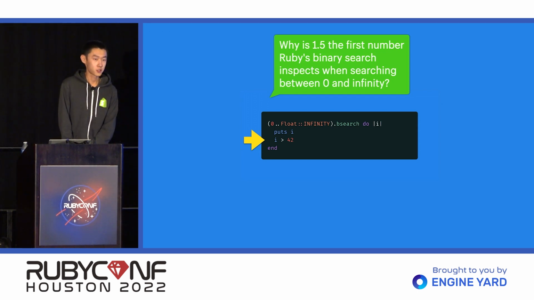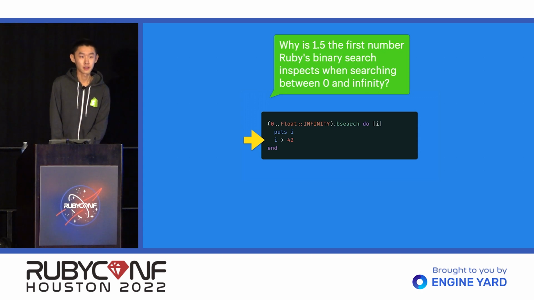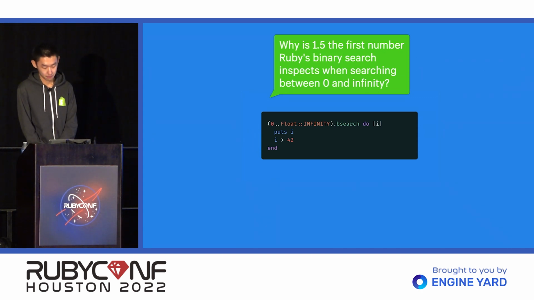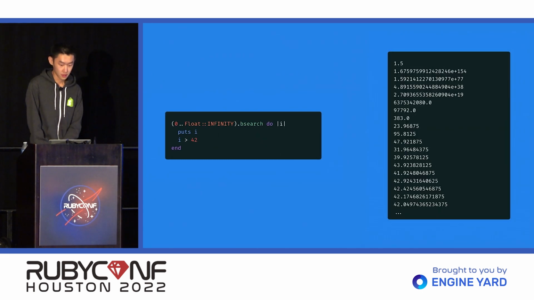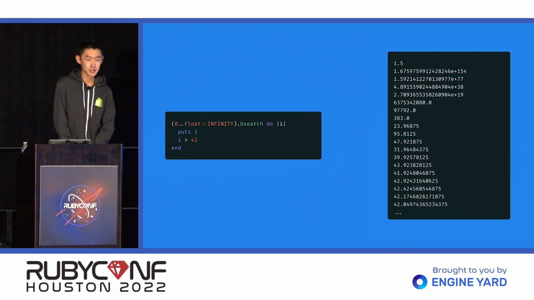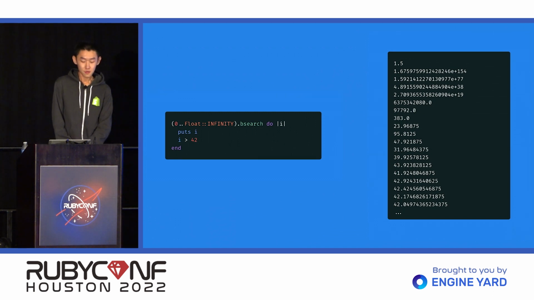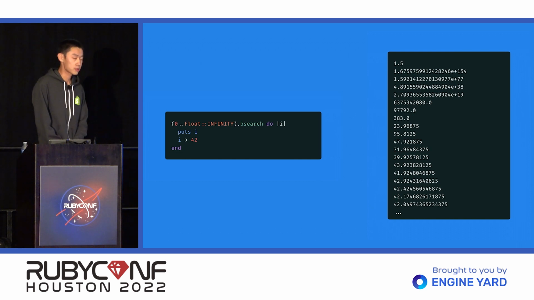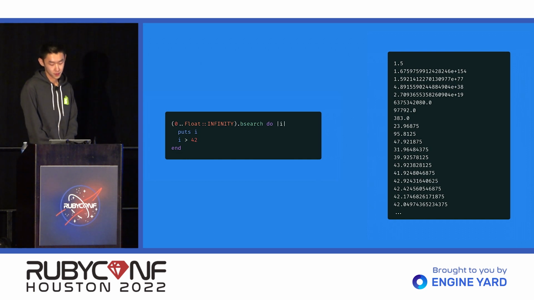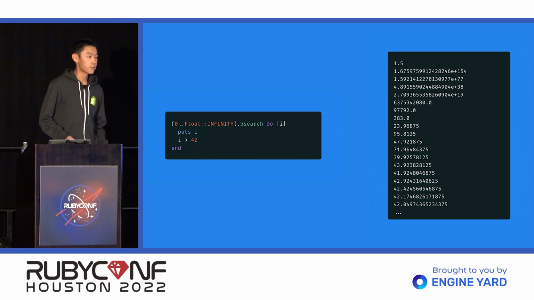Now let's run this script and see the output. We see a lot of numbers that it inspects, with the first number being 1.5. Followed by a lot of very large numbers that are seemingly random, and then we see the numbers converging closer and closer to 42. So how does range bsearch figure out what numbers to inspect here?